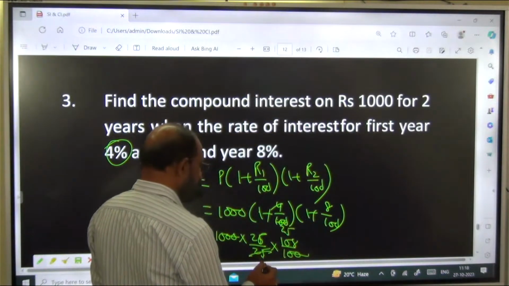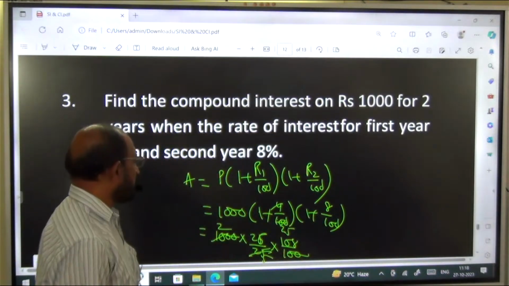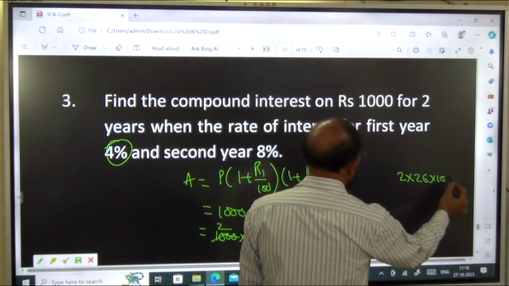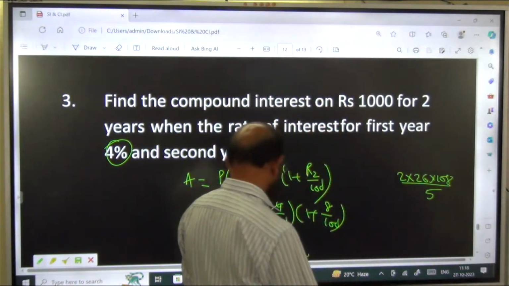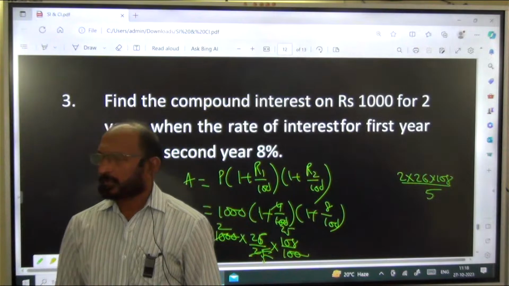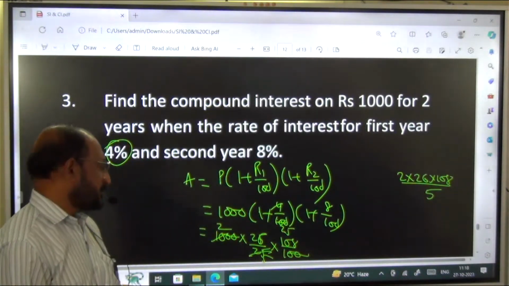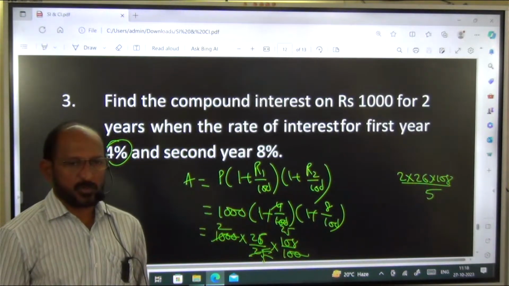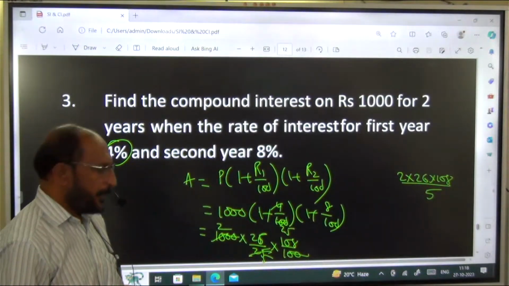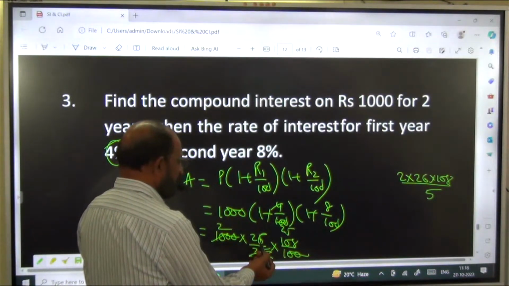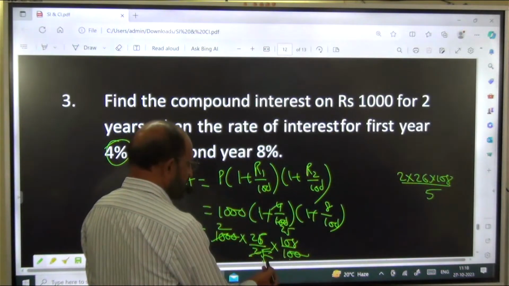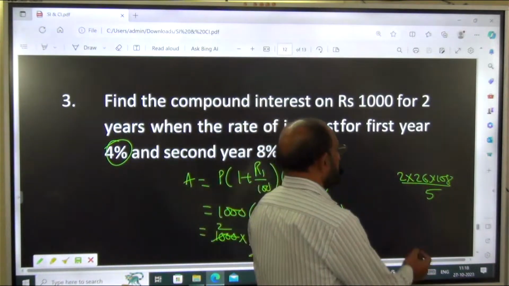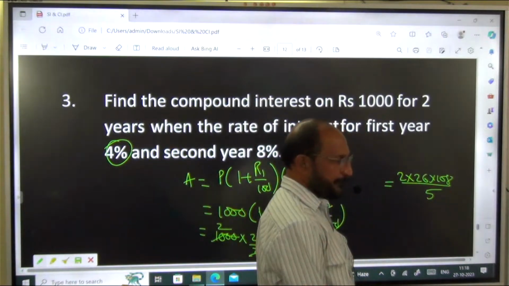5 fives, 5 twos. So 2 into 26 into 108 by 5. Calculating that. Otherwise, as it is, multiply by 10: 260 into 108 by 5. Without cancellation, just take 10 into 26 into 108 by 10. Sorry, 25 now? Better, okay. Calculating that, how much? Decimals will come.